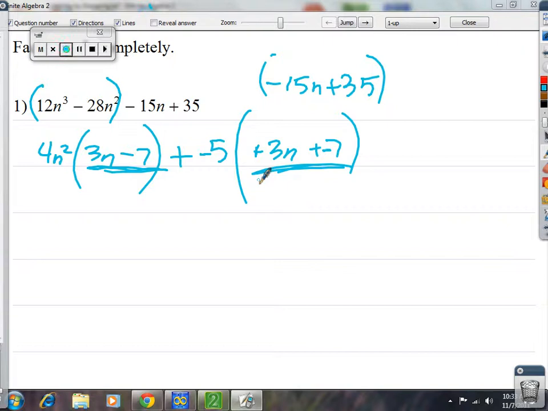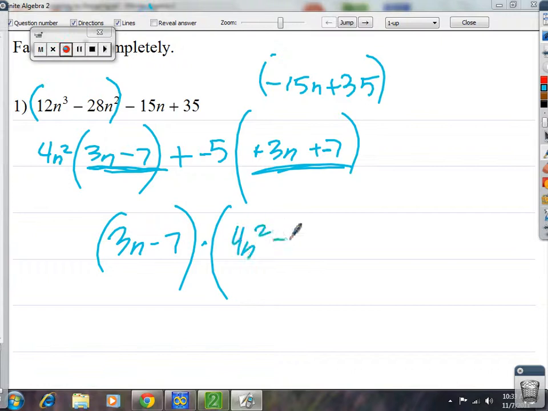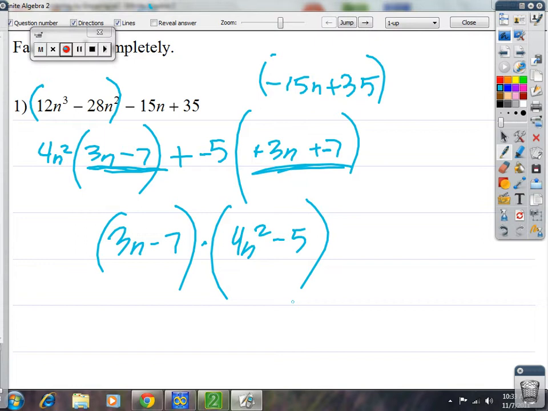So now they become your GCF. So now factor out a 3n minus 7. If you factor out a 3n minus 7, you're going to get an expression that says 3n minus 7 times 4n squared minus 5, or plus a negative 5. And that's your answer. Okay, let's try 2.